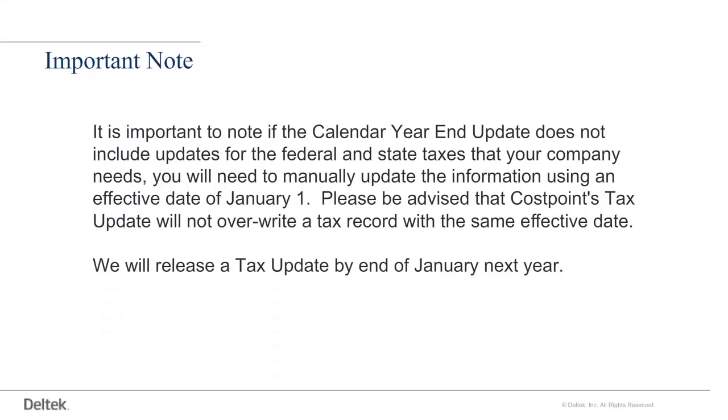It is important to note if the calendar year-end update does not include updates for federal and state taxes that your company needs, you will need to manually update the information using an effective date of January 1. Please be advised that Costpoint's tax table update will not overwrite a tax record with the same effective date. We will release a tax update by the end of January next year.